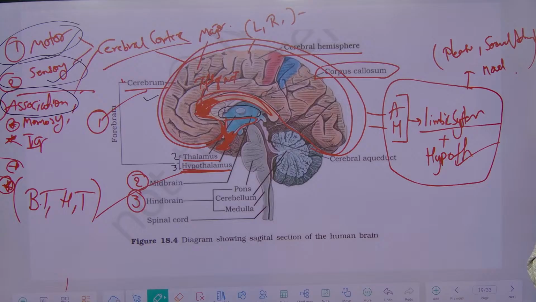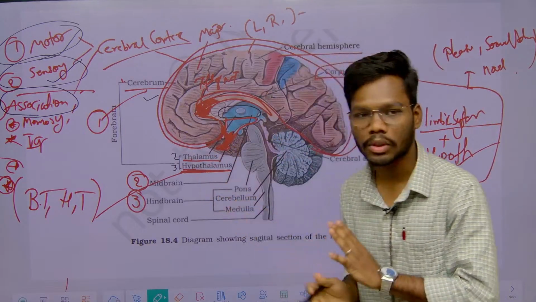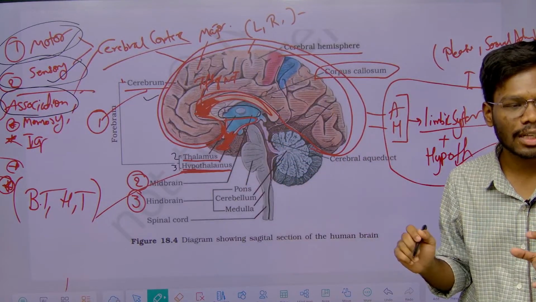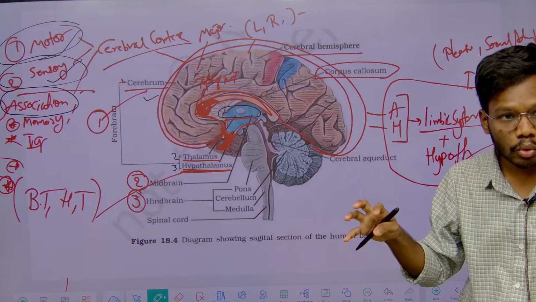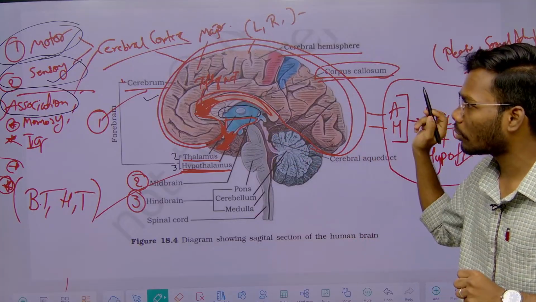Understand about this forebrain. The forebrain is divided into cerebrum, thalamus and hypothalamus. The cerebrum is divided into left and right cerebral hemispheres, and both are connected by one tissue or group of tissues called the corpus callosum.